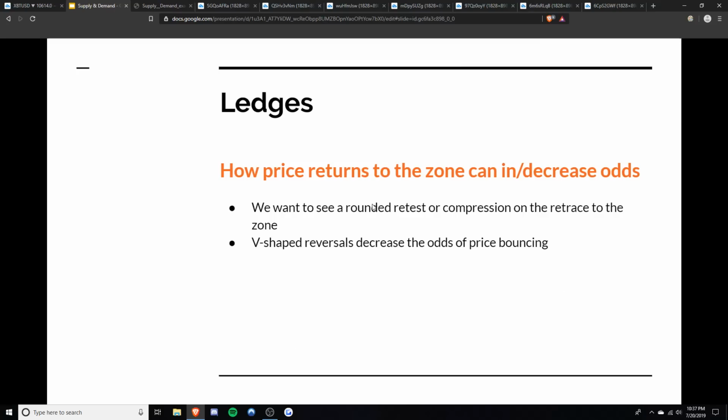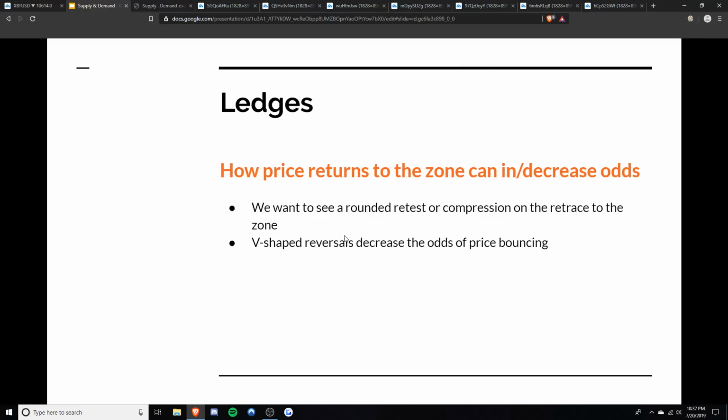And let's see. So also ledges. This is something I do not see. I don't know what's up with this slide. I guess I did not write everything down for some reason. I think it's just a duplicate of this. So I apologize for that.